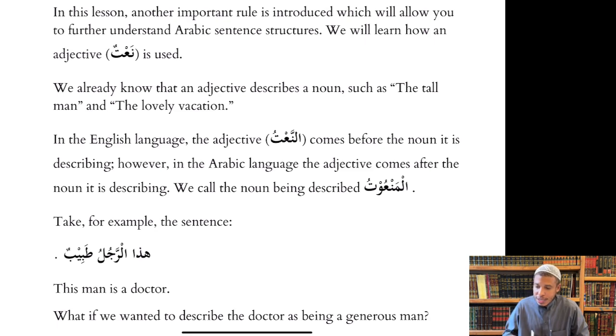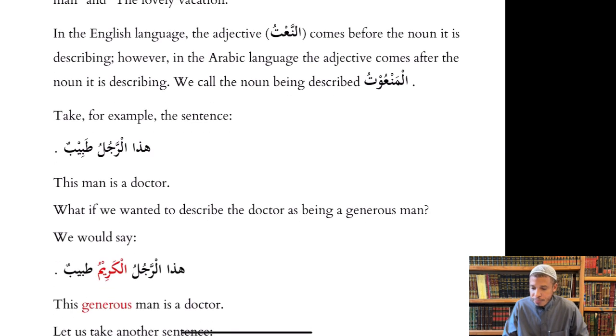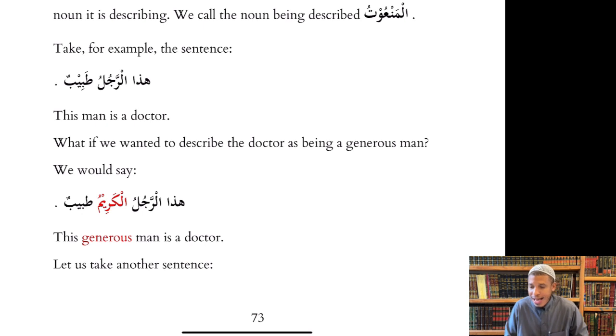Now, let's take, for example, the sentence: هذا الرجل طبيب. This man is a doctor. And we already spoke in the last lesson about الإشارة إلى المعرف بألف لام. هذا الرجل, that is going to function as one entity, this man. طبيب is a doctor. That's your khabar. So this is your مبتدا. This is بدل. And this is your khabar.